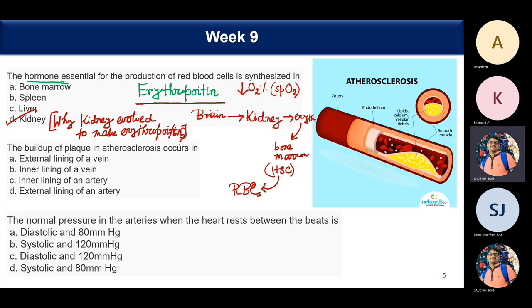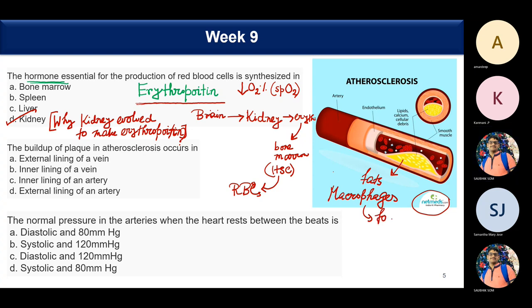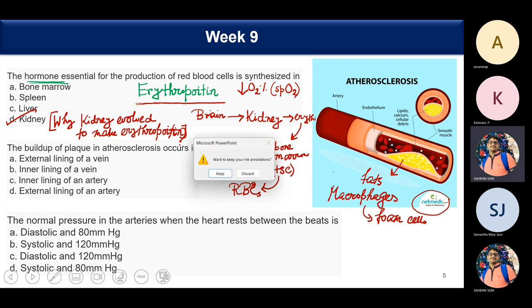The buildup of plaque in atherosclerosis occurs. As you can see, this is atherosclerosis. I got this image from NetMeds; I just forgot to cite that. But anyway, during atherosclerosis, the fats accumulate, right? And immune cells come, especially the macrophages. Now they get hyperactivated and become foam cells. So foam cells are nothing but macrophages that have been overactivated. I want to show you one image for this.